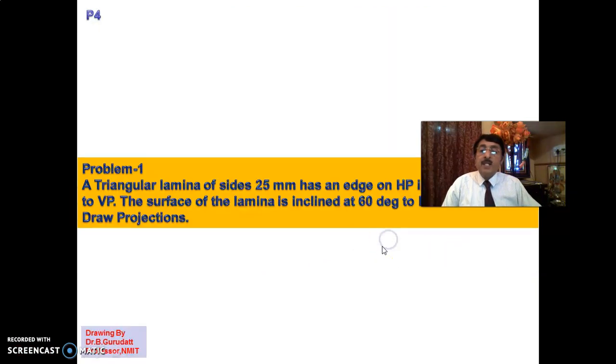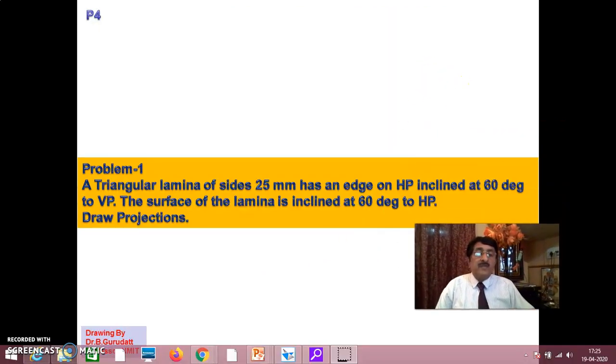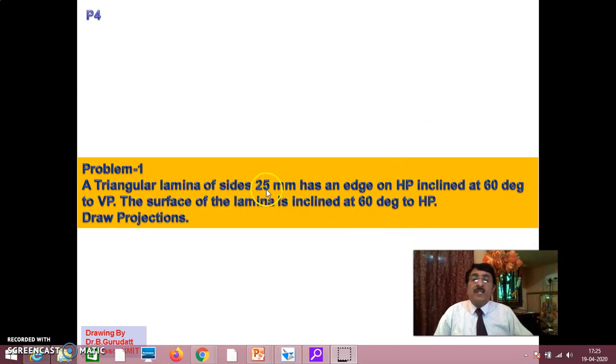Now carefully see one simple problem. A triangular lamina of size 25 has an edge on HP, which is inclined at 60 degrees to VP. The surface of the lamina is inclined at 60 degrees to HP. Draw projections. This is problem number 4 in the VTU, Visvesvaraya Technological University syllabus. Just remember, it is the same problem, but I have solved it, and you will clearly know why we are doing it this way.